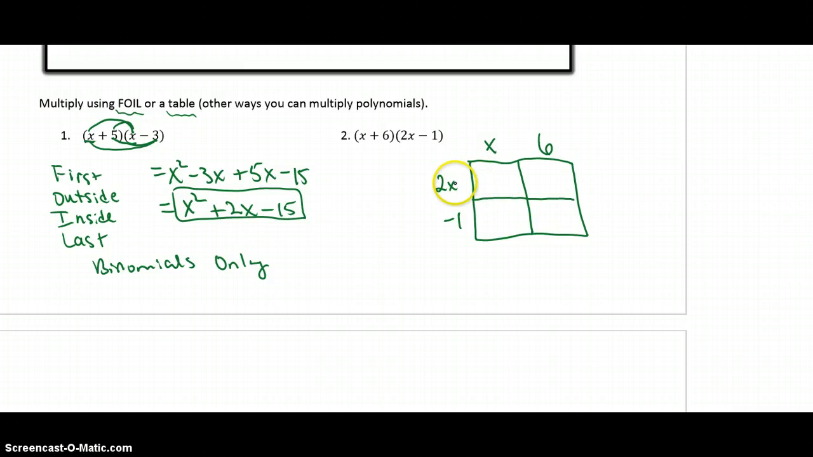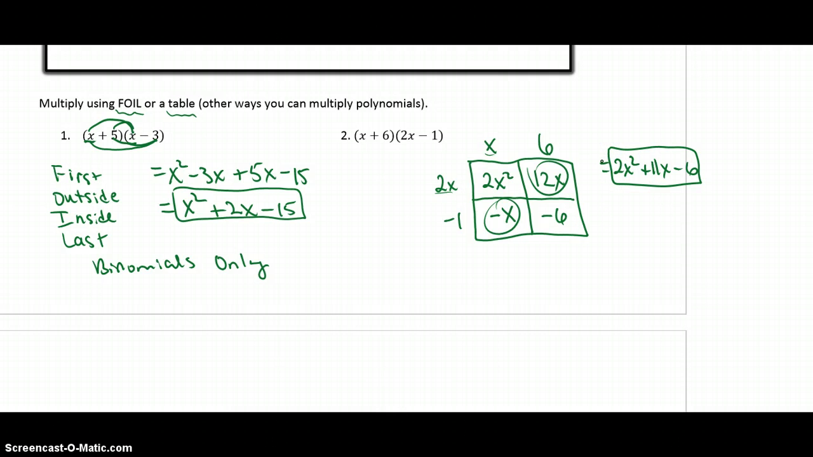But what I'm going to do is multiply. So 2x times another x would be 2x squared. 2x times 6 is 12x. Negative 1 times x is negative 1x. And negative 1 times 6 is negative 6. You can combine these terms. So my final answer is 2x squared plus 11x minus 6.